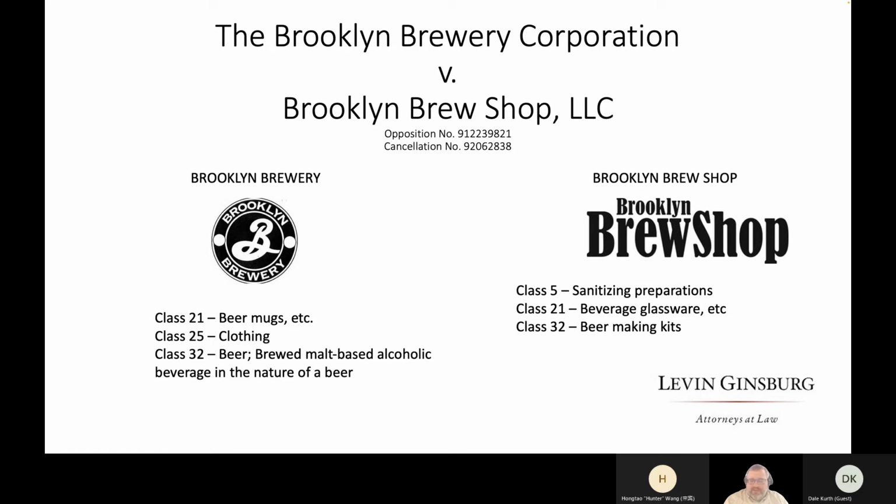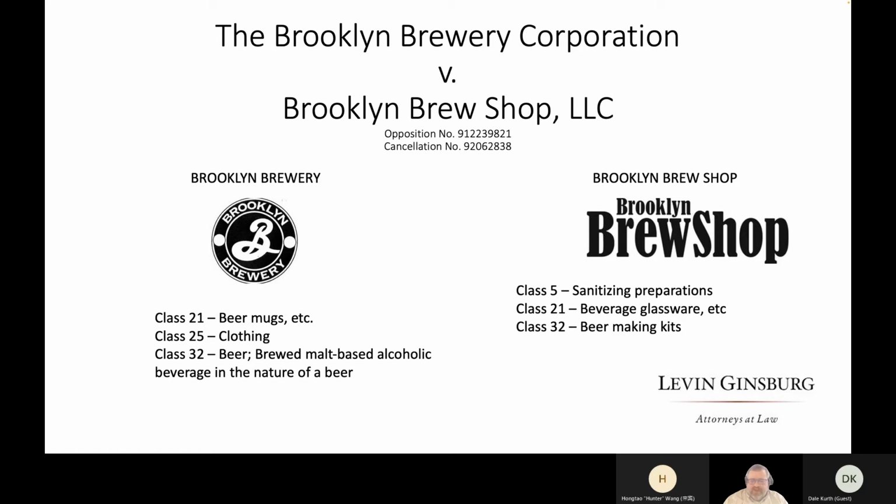And what makes this kind of an interesting fact situation is these companies had worked together for a period of time. And at one point, Brooklyn Brew Shop made several beer making kits that were Brooklyn Brewery branded. So certainly the parties were aware of each other, and they had a decent working relationship for several years. It really was only when Brooklyn Brew Shop started to expand their use and started to get involved in actual making of beer that Brooklyn Brewery started to complain.